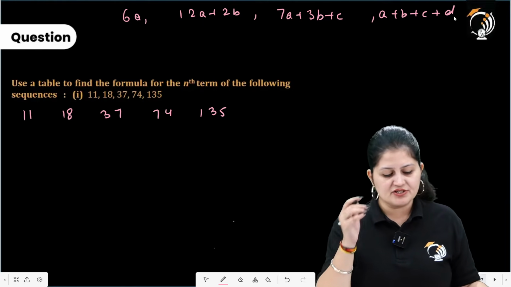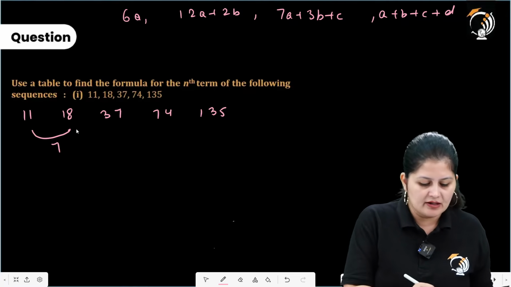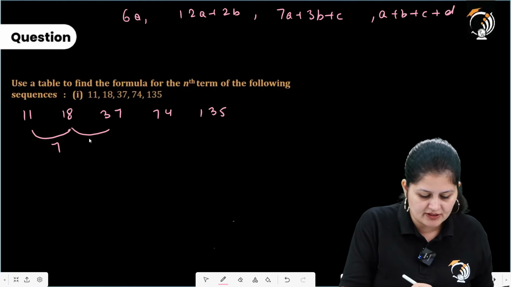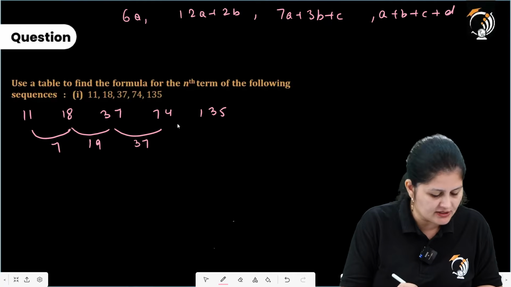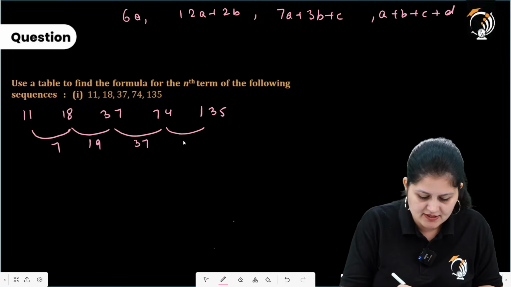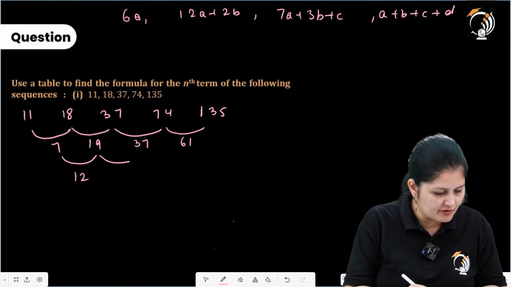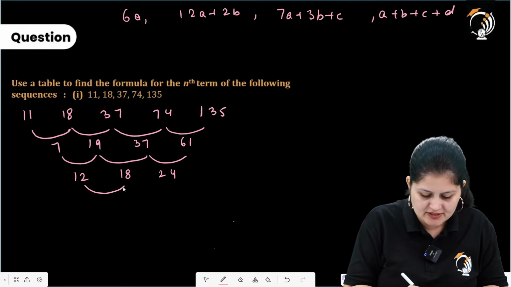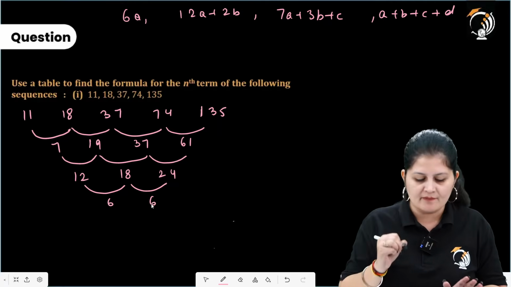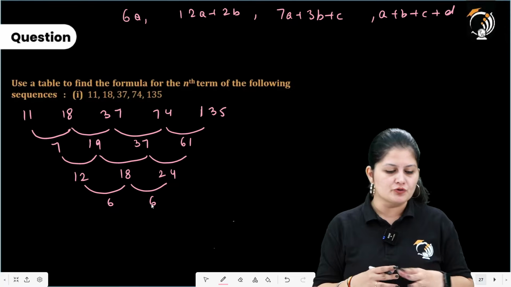Now let's find the common difference here. The first differences are 7, 19, 37, and 61. The next differences are 12, 18, and 24. Then the last differences come out to be 6 and 6. So what we can observe is that the third difference is the same, which means we are going to use the cubic method.